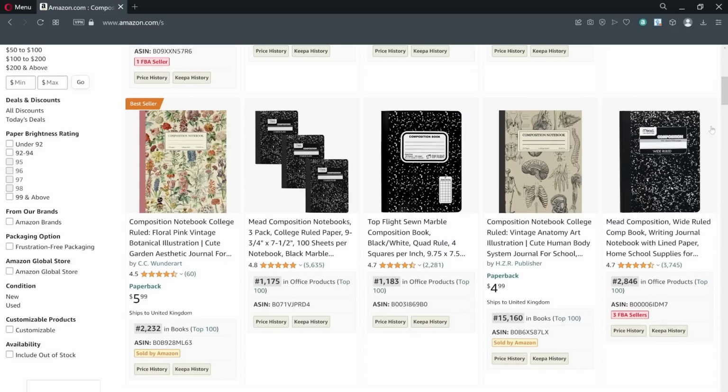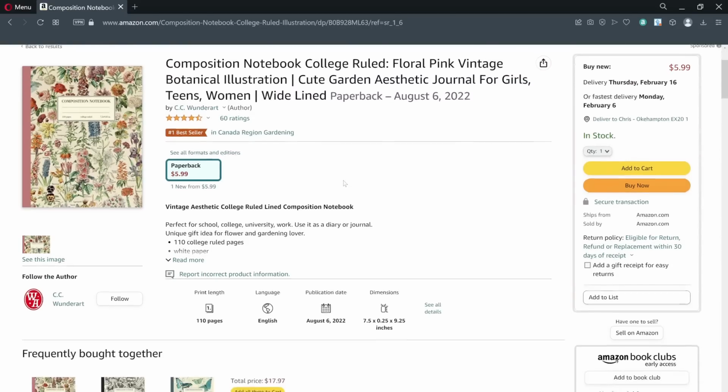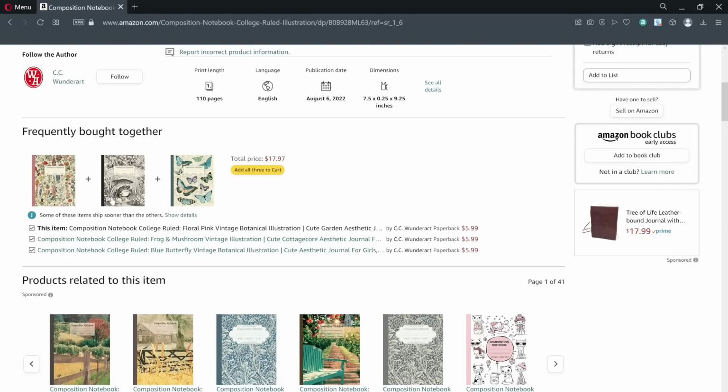So the next thing that we can do, and this is what I do for every single niche that I'm researching, is go into someone else's book like this and then come down to either the frequently bought together section or the products related to this item section, and then start your research again from there. Okay, it's this simple. You don't need any tools or anything to help you find these niches, and the more time that you spend on Amazon doing this yourself, the more that you're going to learn about the niche and the exact competition that you have within it.